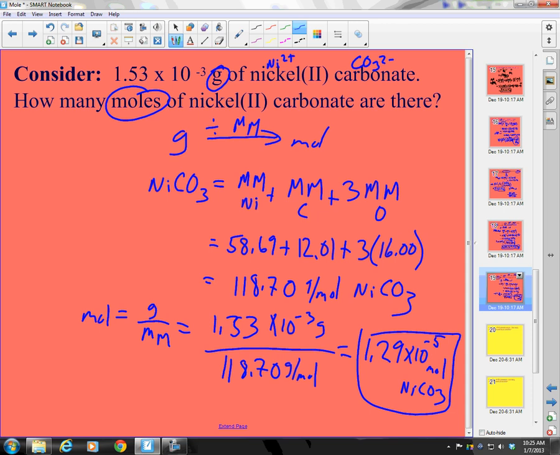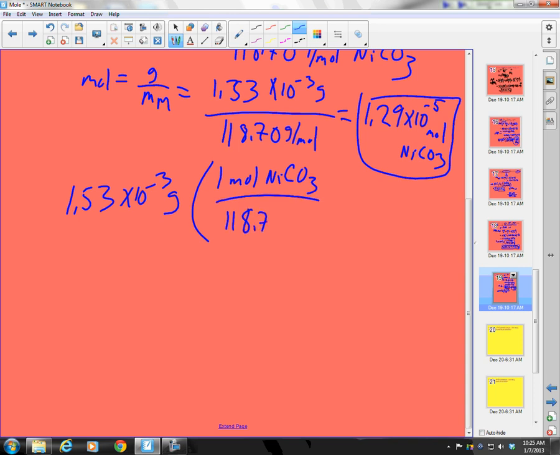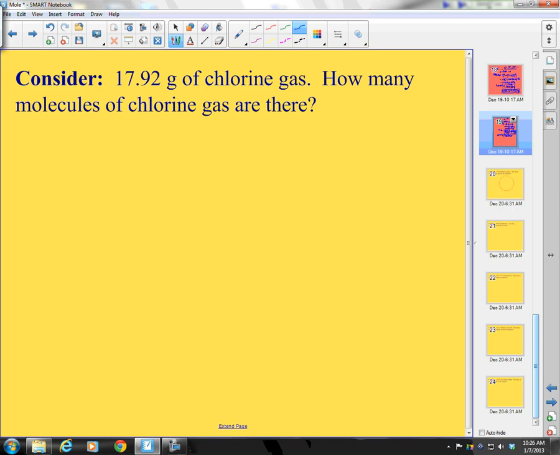And if you prefer the dimensional analysis route, we do what? 1.53 times 10 to the minus third grams times 1 mole of nickel 2 carbonate over 118.70 grams of nickel 2 carbonate. And we get the same number. All right? 1.53 times 10 to the minus third divided by 118.7. Yes. All right. Cool. Where are we? Can we go farther? Yeah, we can go farther. Good. Let us jump into our last section.